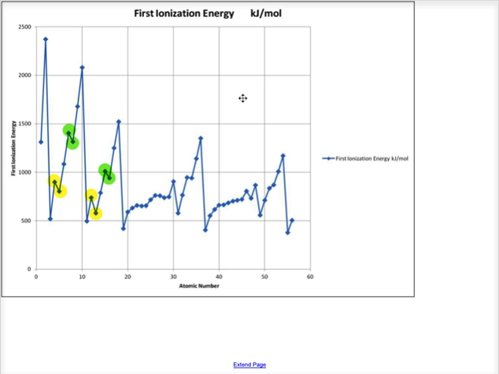Now if you go to the next period, which starts with sodium and goes across, you see the same dip down between magnesium and aluminum, and then phosphorus and sulfur.